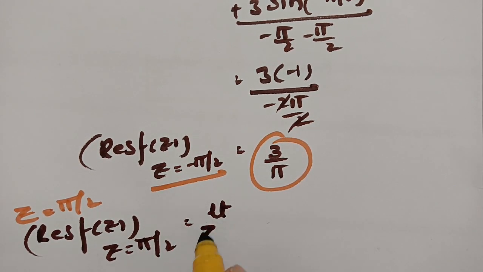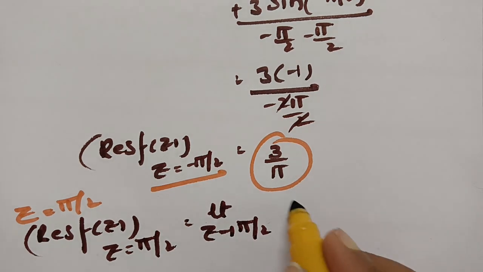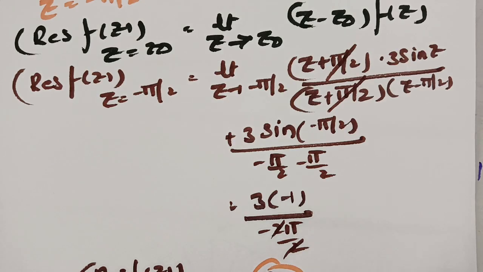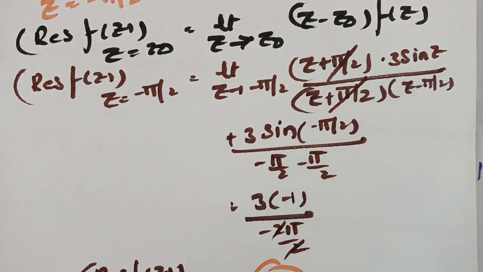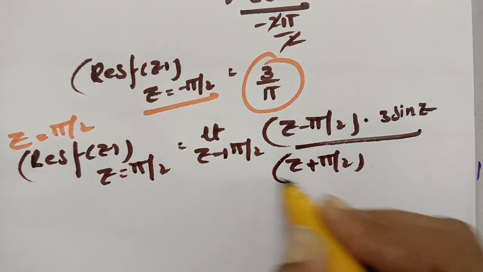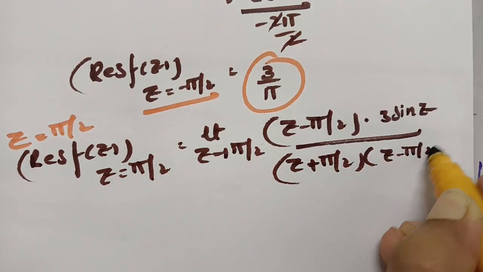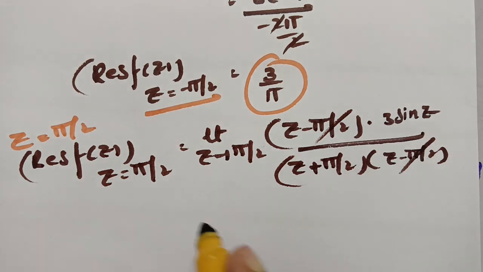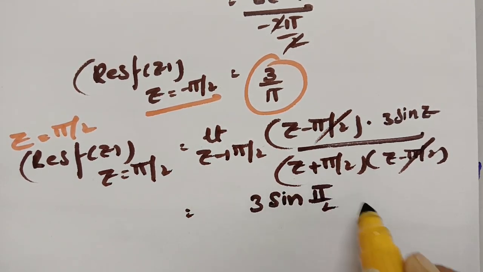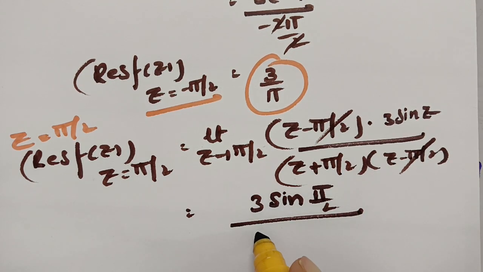nothing but the limit as z tends to pi by 2 of (z minus pi by 2) into f of z. So what is our f of z value? f of z is 3 sine z by (z plus pi by 2) into (z minus pi by 2). If I cancel the z minus pi by 2 and substitute z as pi by 2, that is 3 sine pi by 2 by (pi by 2 plus pi by 2).